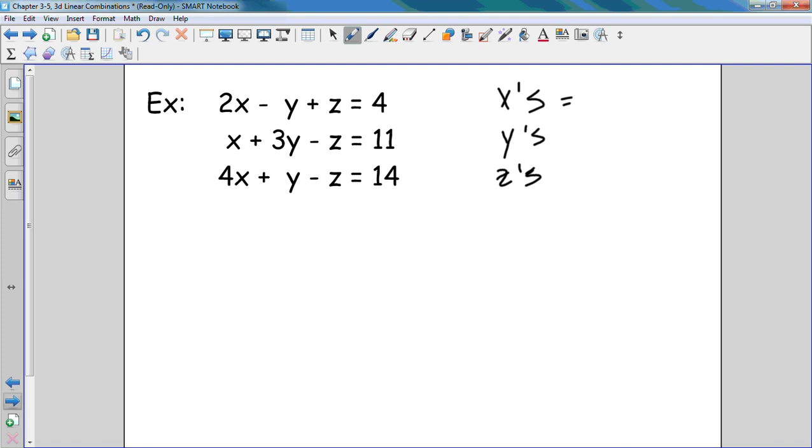4. Okay, plus or minus 4, multiples, we don't want what they divide into, so I have plus or minus 4. My y's, negative 1, 3, and 1. Least common multiple, 3. Plus or minus 3. My z's, 1, negative 1, and negative 1. Plus or minus 1.